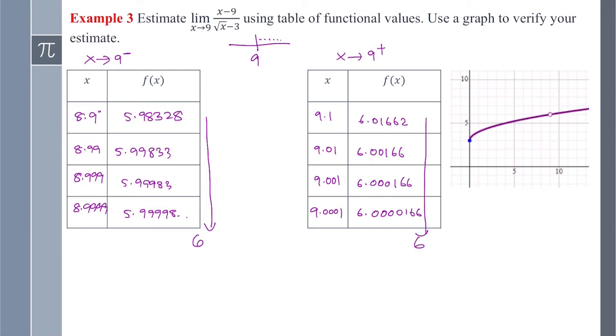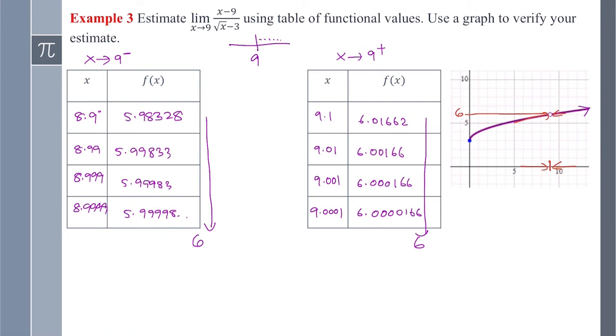Now, if you go ahead and graph this function in your calculator, this is how the graph looks. Okay, so the graph of this function looks like this. That means when x approaches 9 from left and right, the function is approaching this value right here, which is 6. Though the function is undefined at x equals 9, we see that from both directions the function is approaching the same value, which is 6.